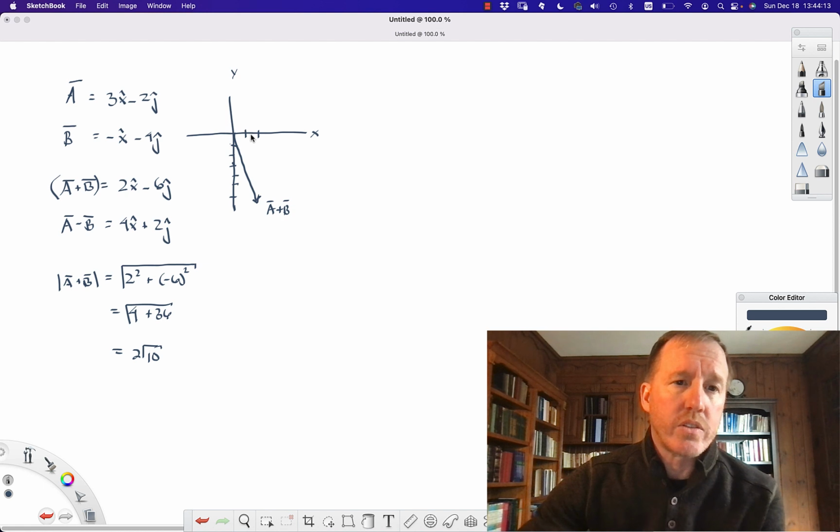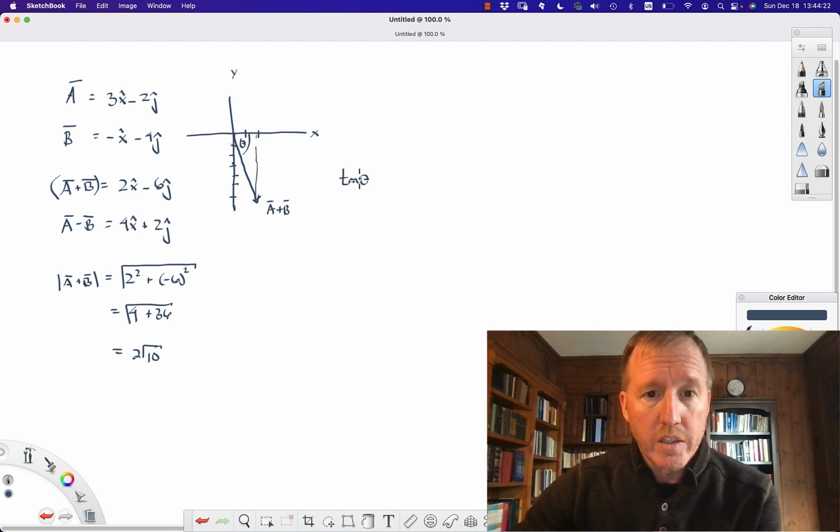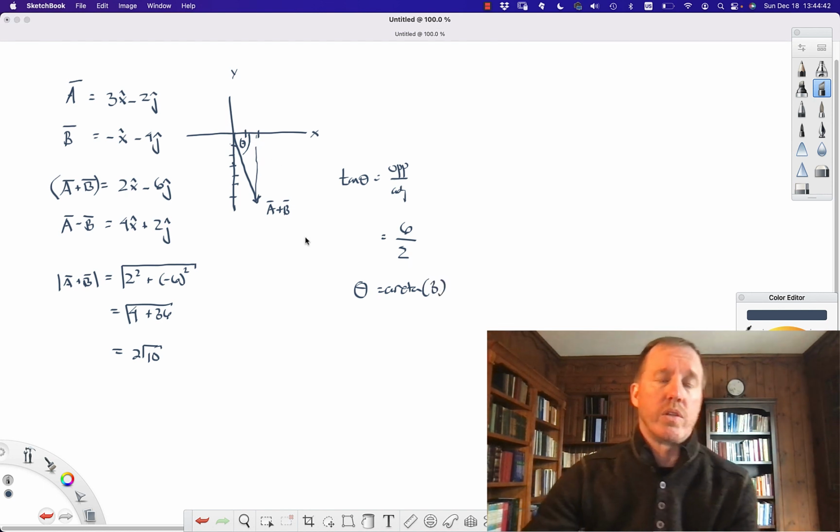So let's just find the angle with respect to the x-axis. We'll call this theta. And we could do that: tangent of theta is the opposite side over the adjacent side. So the opposite side of that triangle over the adjacent side of that triangle. And the opposite side is going to have a length of 6, and the adjacent side is going to have a length of 2, so tangent of theta equals 3, or theta is equal to the arctangent of 3, and that's the angle it makes with respect to the x-axis.